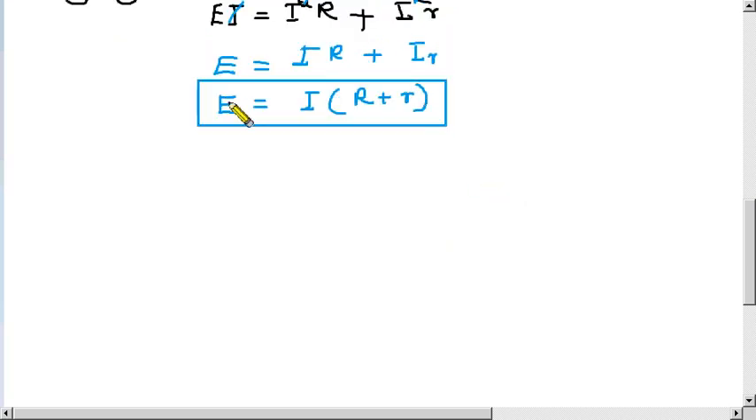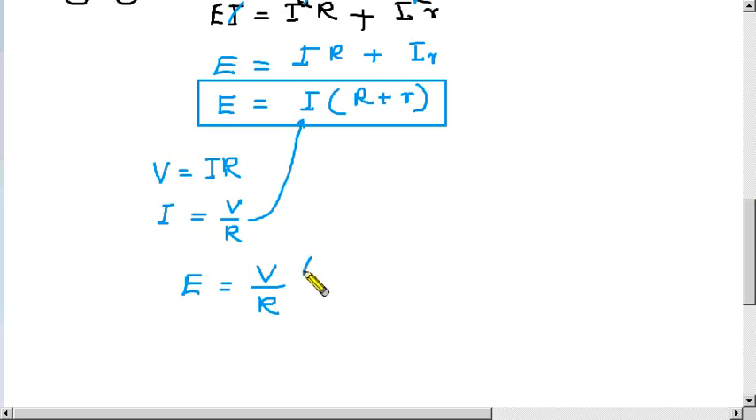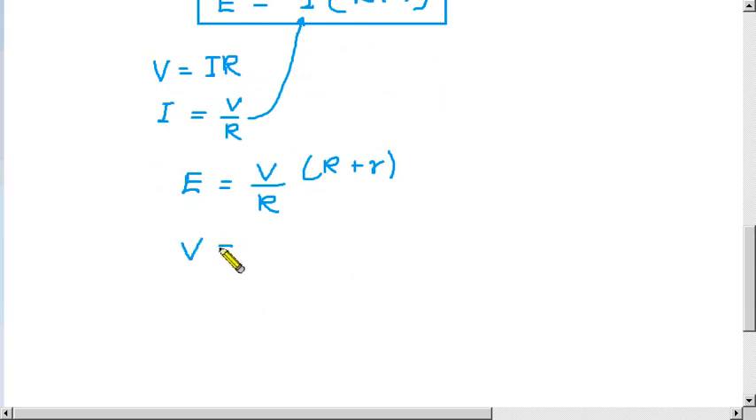So then V equals IR. From here we isolate I, I equals V divided by R. Then we substitute it here, then E equals V divided by R times R plus simple R. So we isolate V equals E times R divided by R plus simple R.